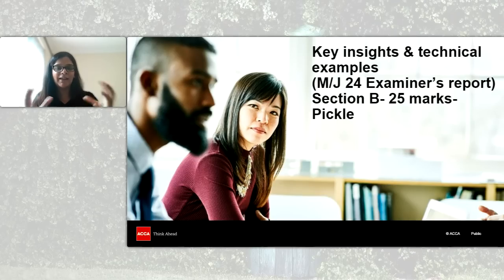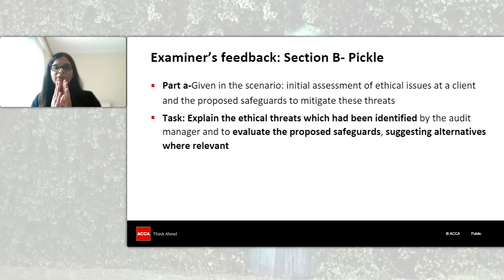The entire ethics question did focus on quality control review, that we normally just know as a one-line answer, and on audit fee, particularly for private clients. So the examiner feedback was particularly around the same areas that I spoke about. In Part A, they had given an initial assessment of the ethical issues and the proposed safeguards, and you were expected to explain the threats and evaluate the safeguards.